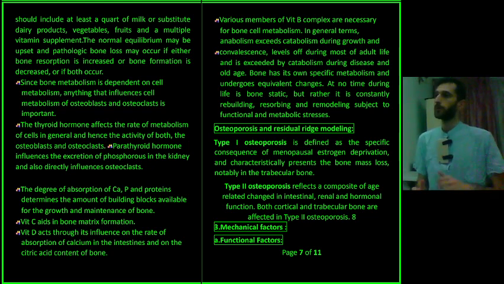The thyroid hormone affects the rate of metabolism of cells in general and hence the activity of both the osteoblasts and osteoclasts. Parathyroid hormone influences the excretion of phosphorus in the kidney and also directly influences osteoclasts. The degree of absorption of calcium, phosphate, and proteins determines the amount of building blocks available for the growth and maintenance of bone.